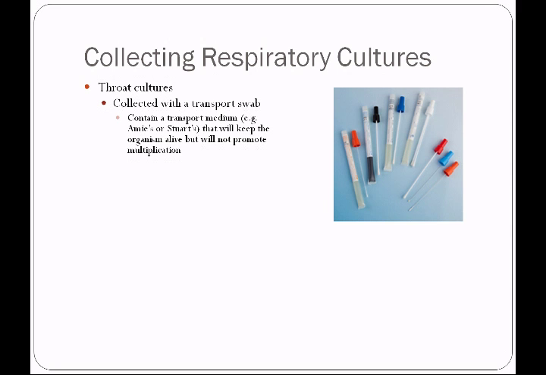These transport swabs contain a transport medium, such as Amies or Stuart's medium, that are called minimal media. They keep the organism alive, but they don't promote multiplication. That's important because we don't want the organism to multiply in the hour or two, perhaps, before it is cultured in the laboratory, because we would have a false picture of what was going on at the time of collection.